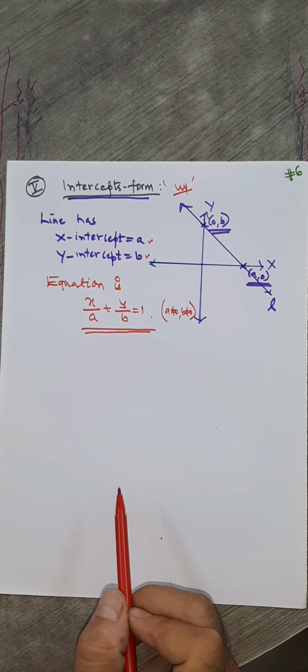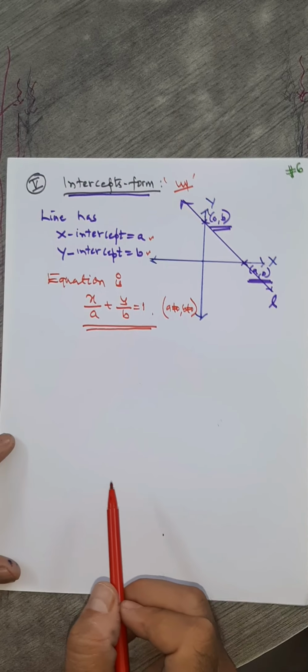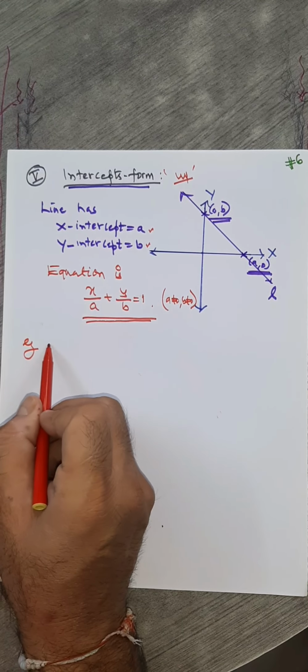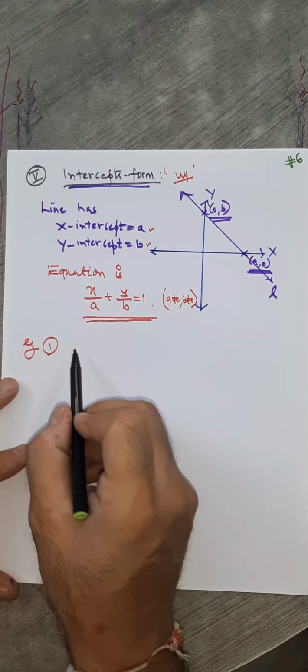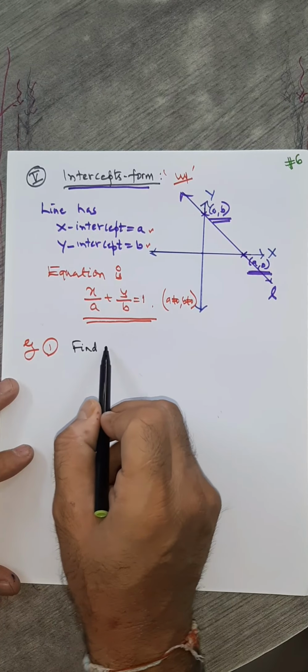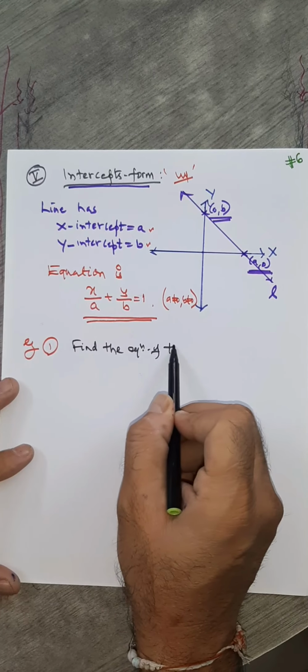I repeat, what's the two intercepts form of the line? That is x upon a plus y upon b equals to 1. When we use this, you will see you have a number of questions where the question talks about two intercepts. For example, here I'll write one example. Find the equation of the line. This is a question.